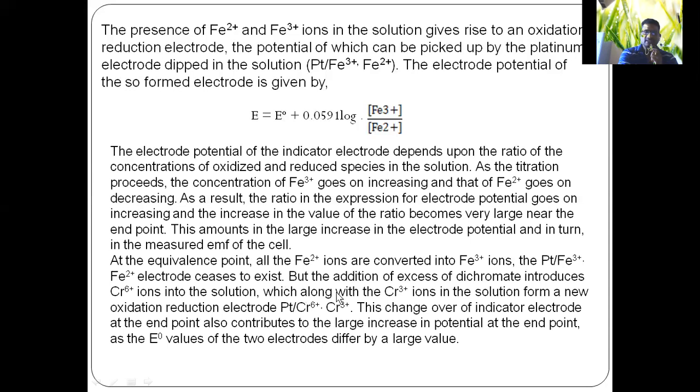The addition of excess dichromate solution introduces chromium 6+ ions along with chromium 3+ ions into the solution. That is why it forms a new oxidation-reduction electrode with platinum wire, that is platinum, chromium 6+, chromium 3+. This changeover of the indicator electrode from iron to chromium at the end point also contributes to the large increment in potential at the end point, because the E0 values of the two electrodes differ by a large amount. That is why it amounts to a large increment in the EMF value at the equivalence point of the titration.